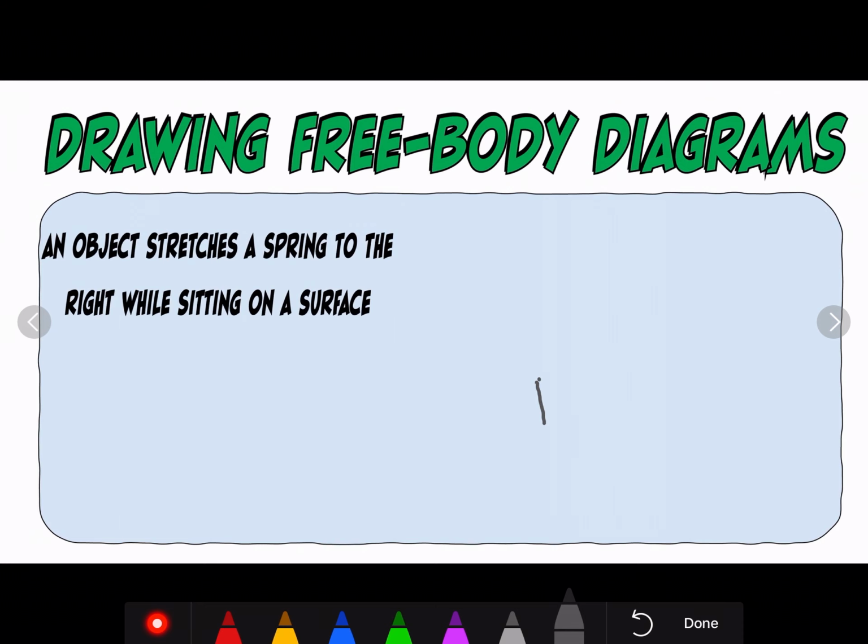An object stretches a spring to the right while sitting on a surface. We know the object is sitting on a surface, so that means that we have gravity going down. Since it's on a surface, we have the force of normal going up, perpendicular to the surface. And we have the force of the spring. So the spring is stretched to the right, so that means our force of spring, or spring force, is moving towards the right.